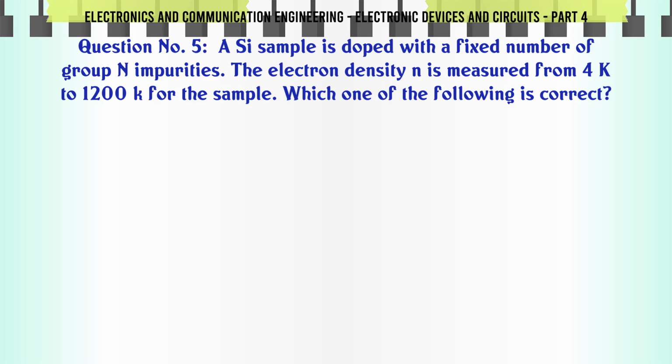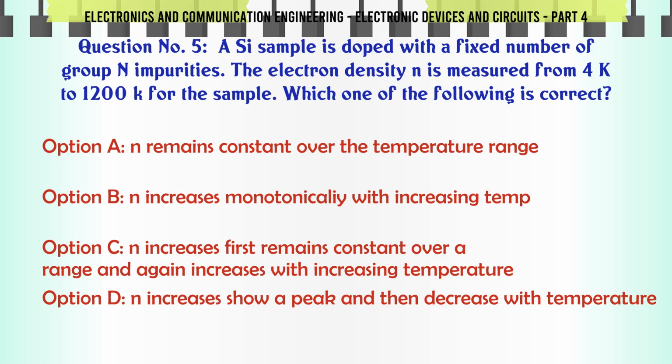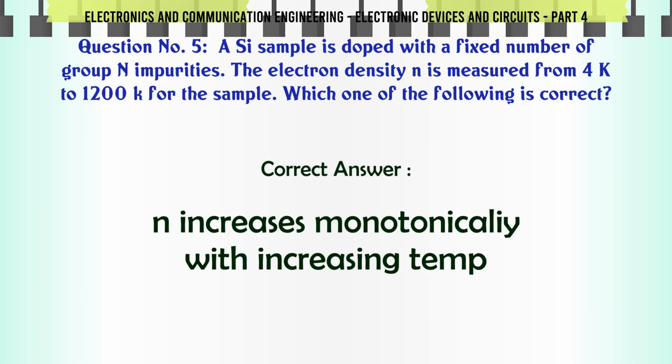A p-type Si sample is doped with a fixed number of group III impurities. The electron density n is measured from 4 K to 1200 K for the sample. Which one of the following is correct? A. n remains constant over the temperature range. B. n increases monotonically with increasing temperature. C. n increases first, remains constant over a range, and again increases with increasing temperature. D. n shows a peak and then decreases with temperature. The correct answer is n increases monotonically with increasing temperature.